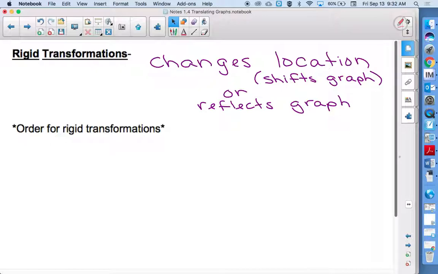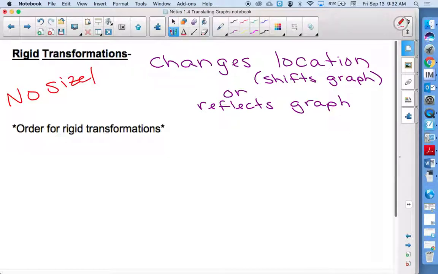But there is no size or shape change. So it doesn't get wider, it doesn't get more narrow. It's not spinning some way. It's just moving left, right, up, down, or it's flipping.